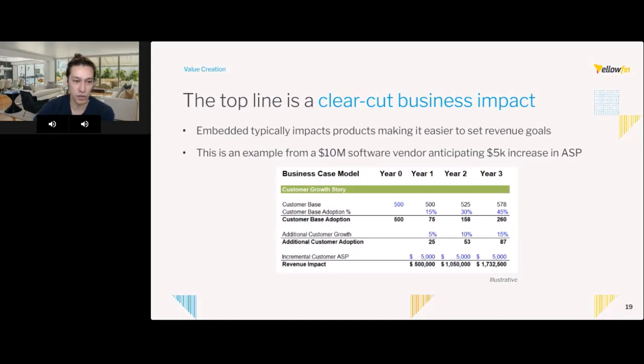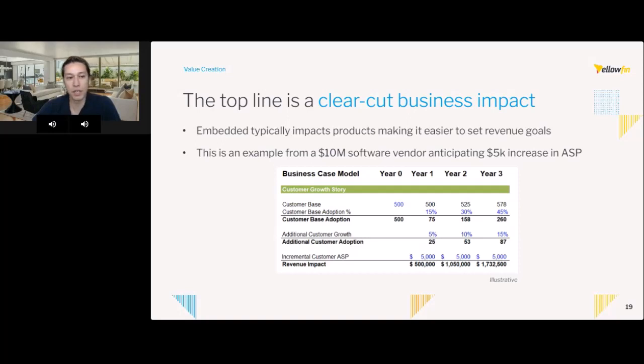They estimated in the first year, 15% of their existing customer base would adopt this new module, 30% in year 2, 45% in year 3. And they also thought that another outcome of this new module would be to attract new customers, because based on the market research they did, they saw there was demand for this module from prospective customers that they currently did not have. So they thought their growth rate there would be 5% of additional new customers as a result of this new module first year, 10% year 2, 15% year 3.